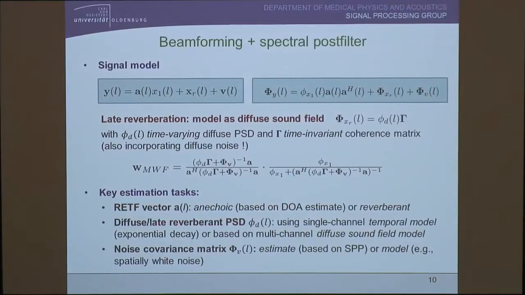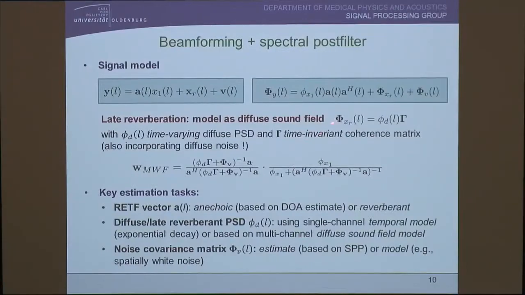Secondly, we have this time-varying diffuse and late reverberant PSD. You could also have different models. You can have a single-channel model, for example, with an exponential decay. That's just a temporal model. Or it could be based on this multi-channel diffuse sound field model. And then last, we also need an estimate of this noise covariance matrix.